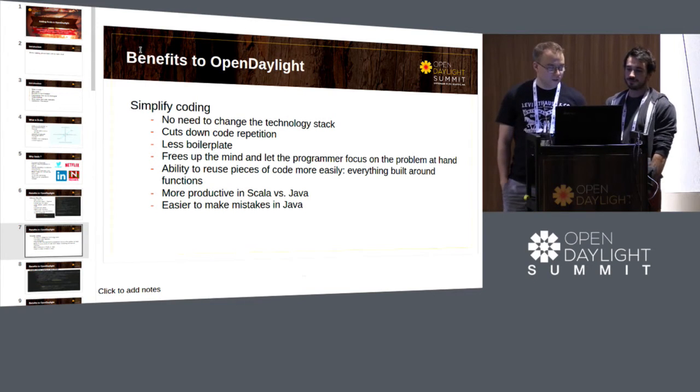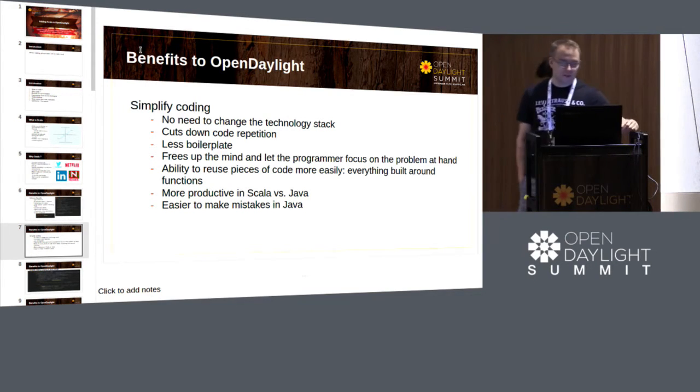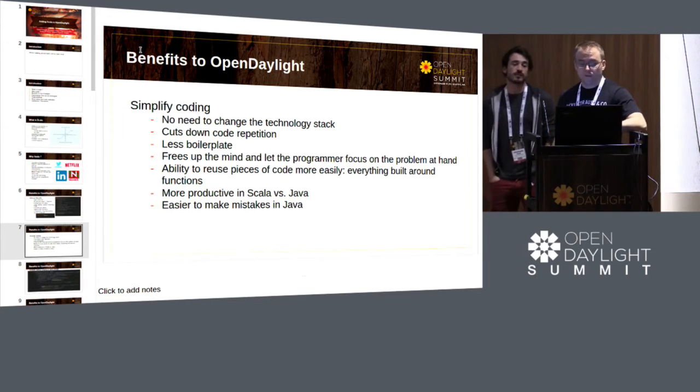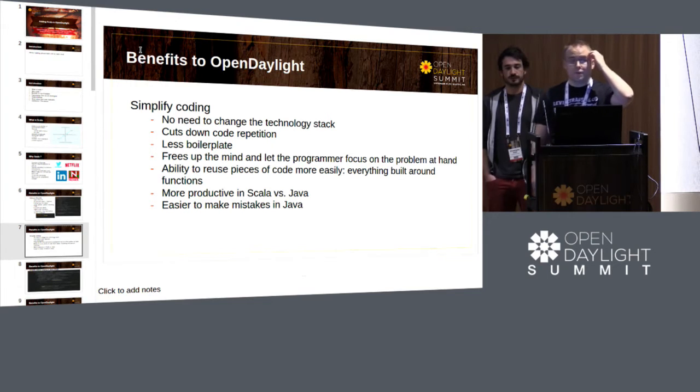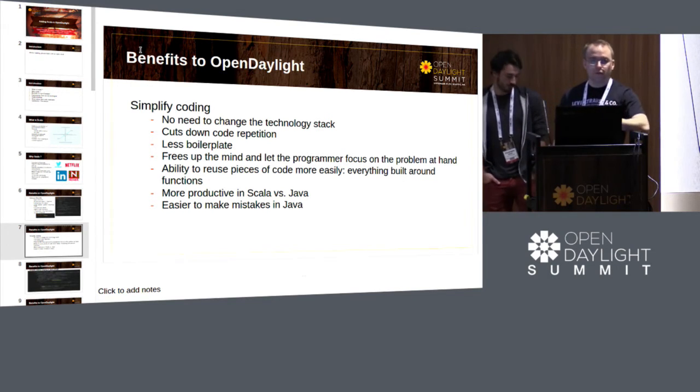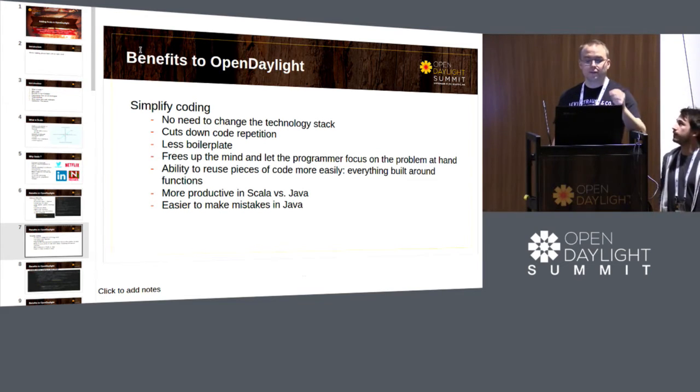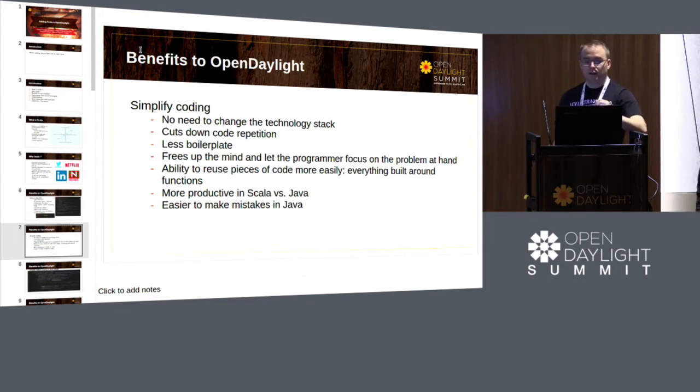Okay, so for the benefits to OpenDaylight, as we said, we don't have to change the technology stack, so it integrates seamlessly with the JVM, cuts down the code repetition, there's less boilerplate, and one of the things that's really nifty is that it frees the programmer's mind, because he doesn't have to focus on so many lines of code. He can focus on the problem that he has to solve. And he doesn't have to worry about, oh, did I forget to close this stream, or did I forget to do this and that? Because in Java you have to write a lot of things to do very simple things.